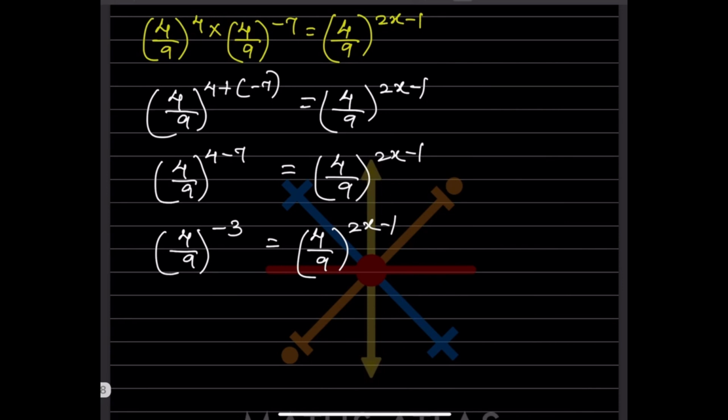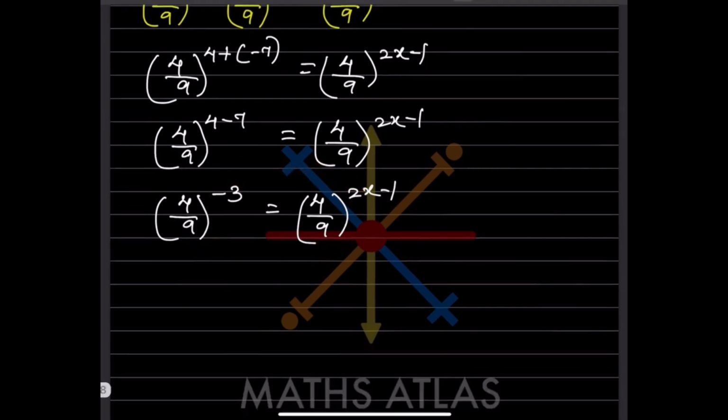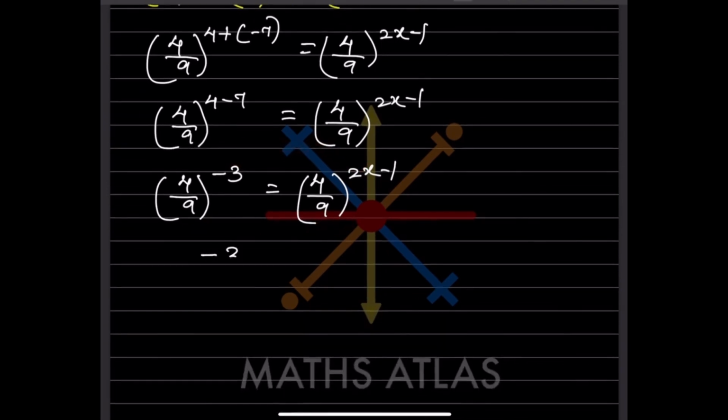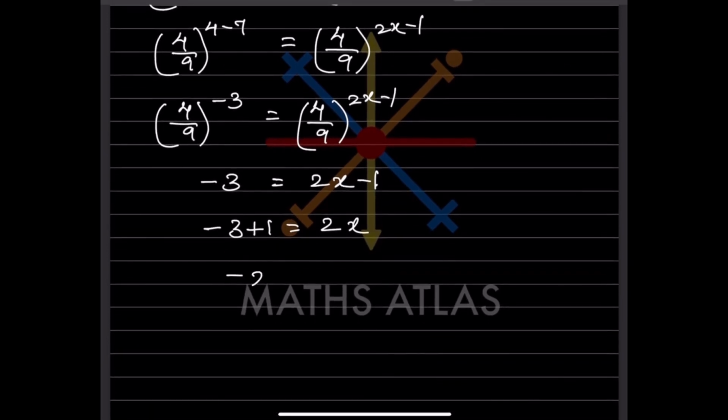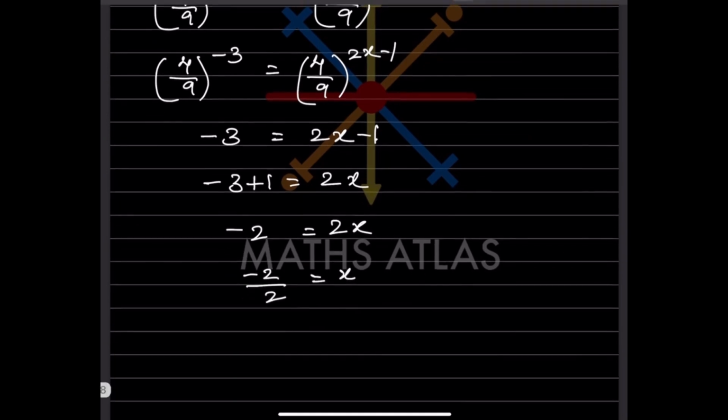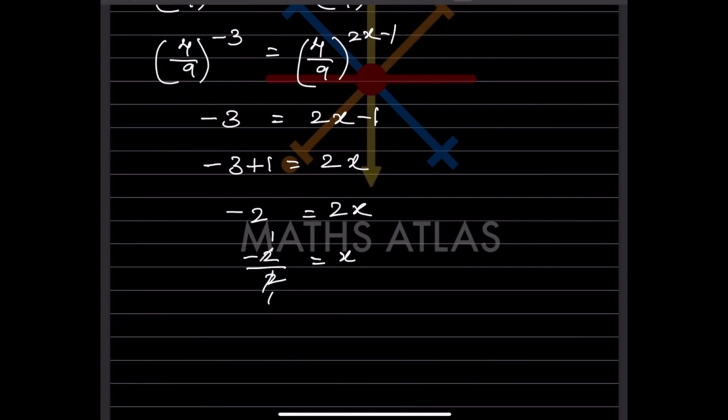Now again you are going to compare. The bases are the same on both sides, which means the exponents also should be the same. So ignore the bases. What will that be? Minus 3 is equal to 2x minus 1. If this minus 1 comes on this side, it is going to be plus 1. So minus 3 plus 1 is going to be minus 2. Minus 2 divided by 2 is x, because this is multiplication. So x is going to be minus 1.